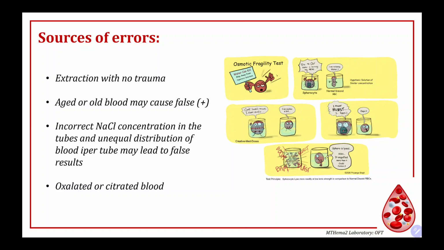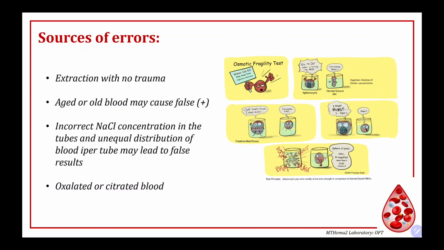There may be an error also with the unequal distribution of blood in the saline solution, and may lead to false results due to different volume per tube. Thus, it is highly recommended that one person should only do the dropping of blood during the procedure for uniformity. And lastly, the use of oxalated or citrated blood is not suitable because of the additional salts present in it.